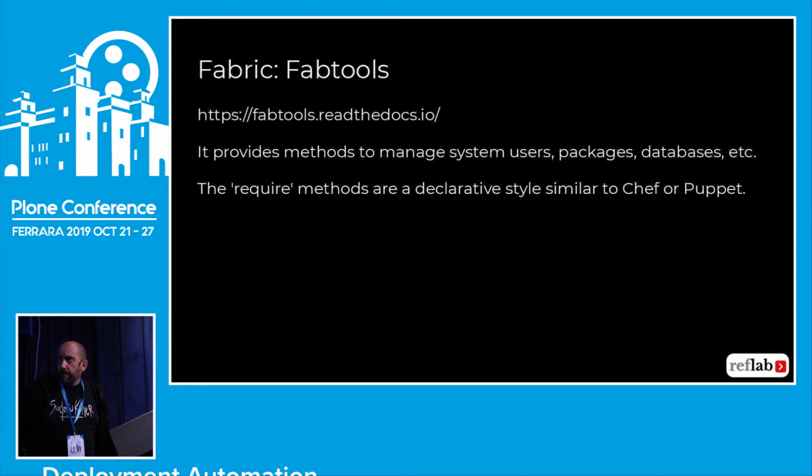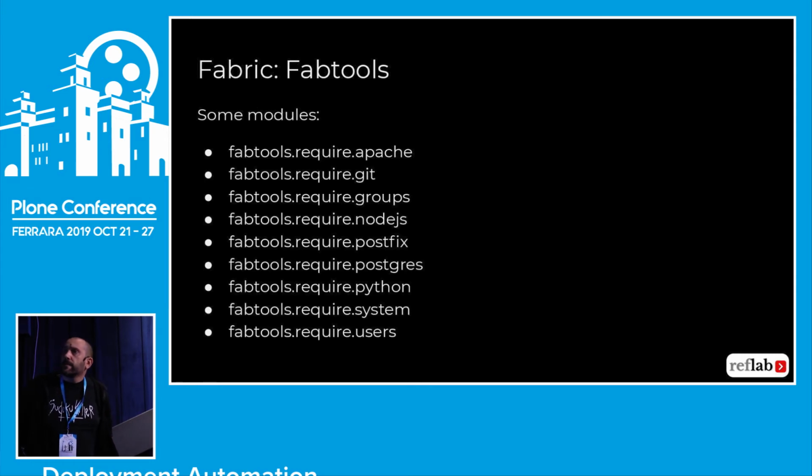Fabtools, like Cuisine, provides some methods to manage system users, packages, and databases. So you have something like add user or add Apache. They use the terminology "require" methods that are similar to Chef or Puppet. For example, we have require Apache, require Git, require groups, require Python, and require users.